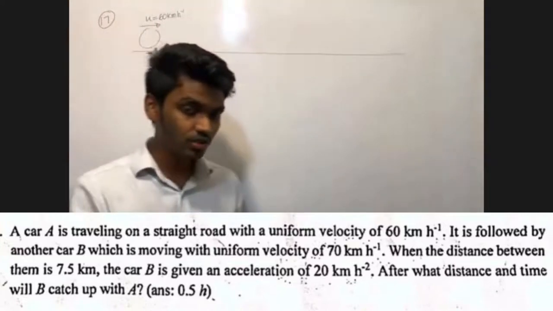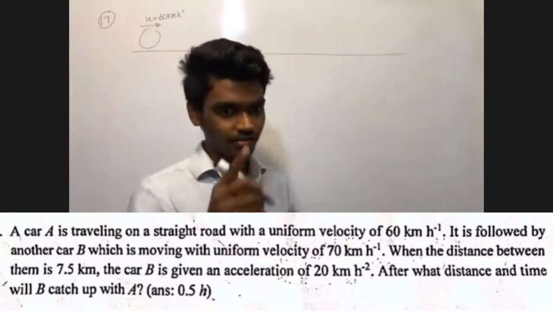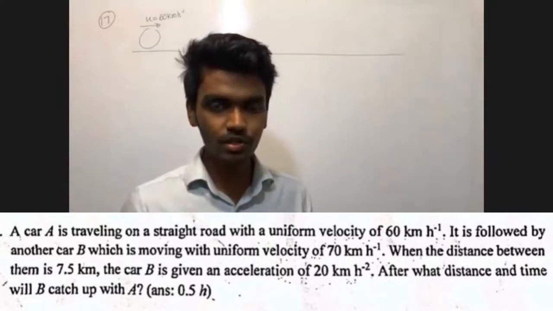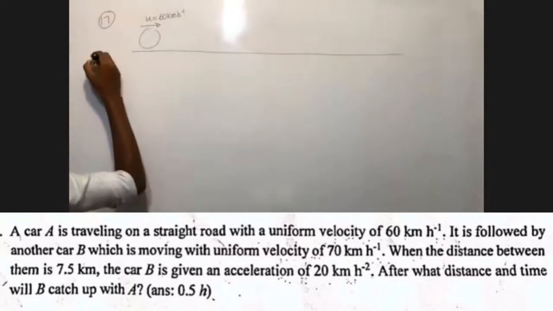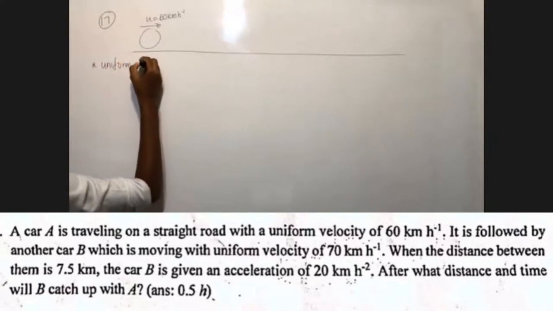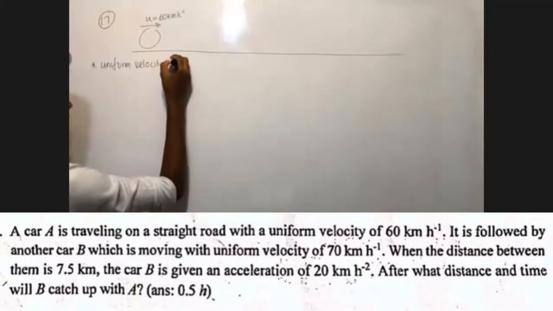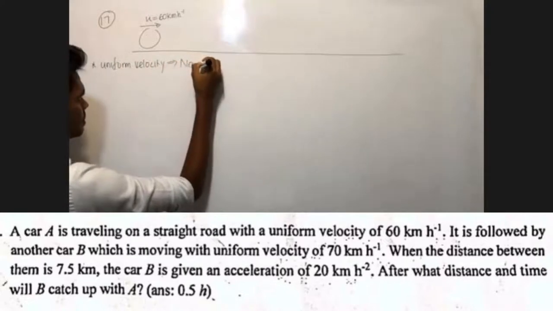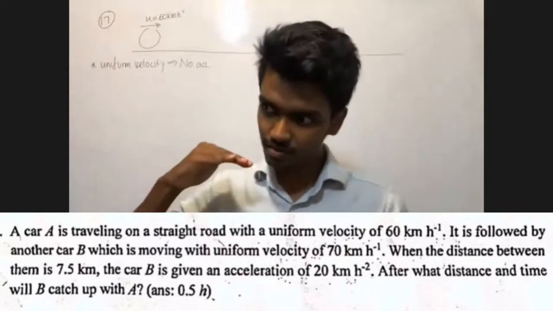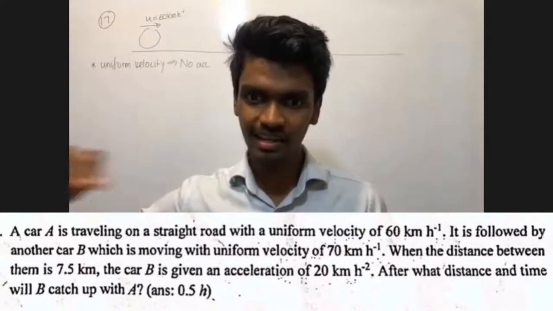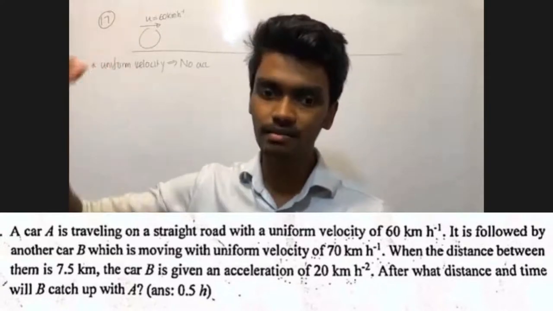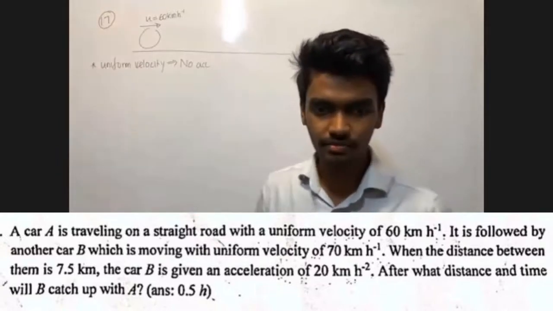You need to underline the word uniform. Uniform, because it's a constant velocity motion, no acceleration. If it is a uniform velocity motion, no acceleration, zero acceleration. You need to know that, right? When it's moving at the same speed, there's no acceleration. When you accelerate, what happens is the speed increases. This is a basic, right?